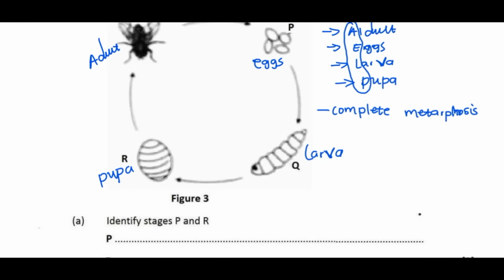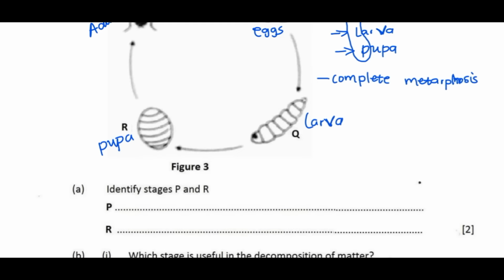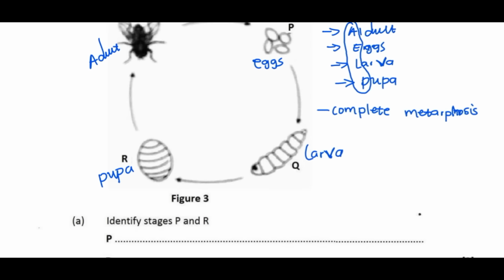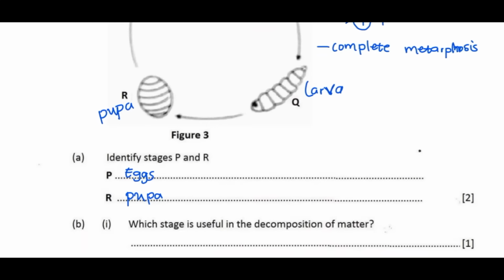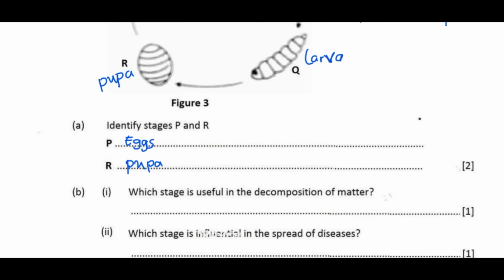Now let's have the first question. The first question is identify stages P and R. So P, we can see we have eggs. Then R is pupa. Then let's move on to B, Roman number 1. Which stage is useful in the decomposition of matter? So decomposition of matter, we are looking at decaying or breaking organic matter into simpler substances.